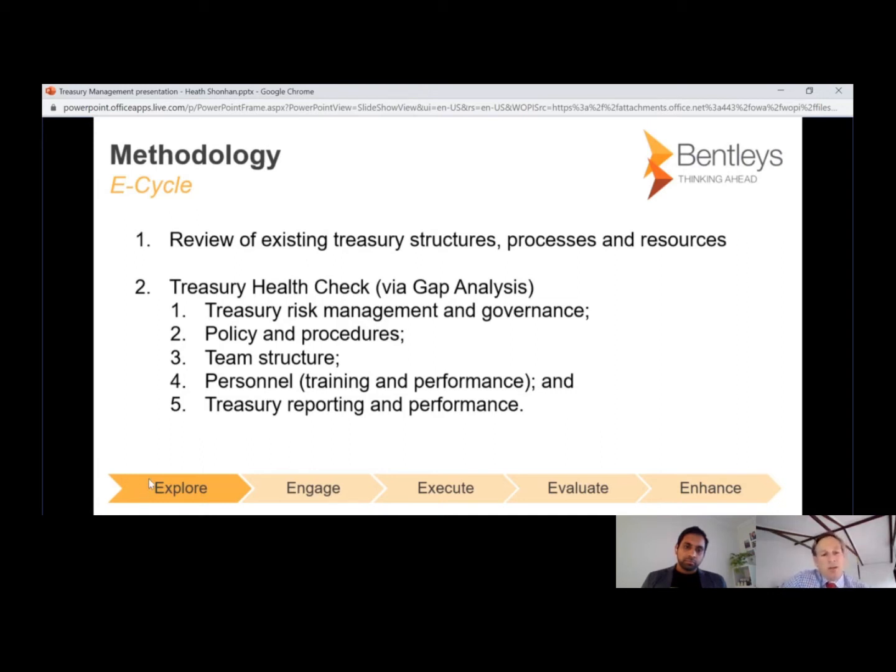What are the existing policies and procedures? What's the team structure, whether it be a large organisation or a small organisation, where this function is just one component of the overall role of somebody? What is the structure and what are their capabilities? What are the existing personnel, training and performance requirements? And then how is treasury reported and performance measured?